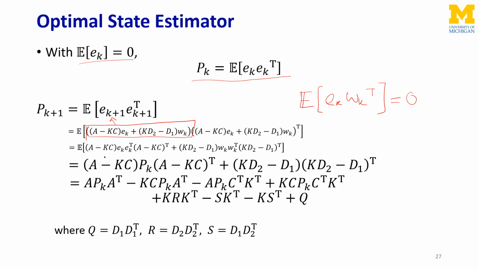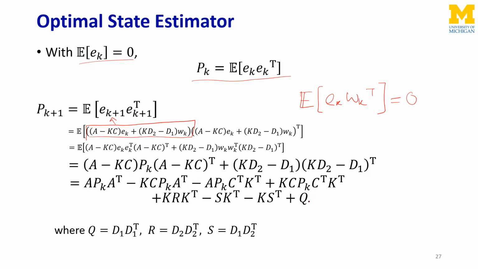Then we are left with only these two terms. Because of the linearity of the expected value operator, we have A minus KC, this guy, A minus KC transpose, and similarly on the noise term. Since the expected value is linear, we can take these two matrices out, and we know that the expected value of E_k E_k transpose is actually P_k. We replace this guy, and we end up with this equation. We can also expand this equation by carrying out all the multiplication.